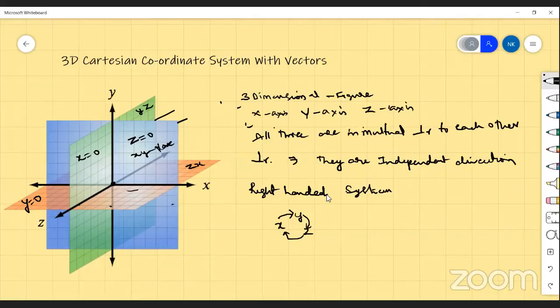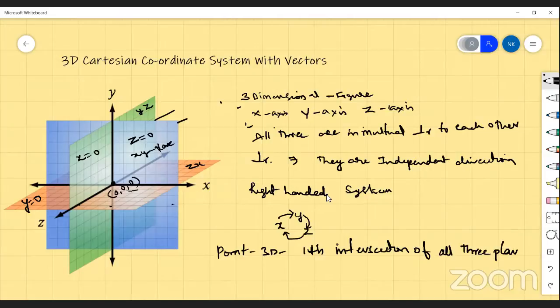Now, if you consider this point, this is the point of intersection of the planes: x is equal to 0, y is equal to 0, z is equal to 0. That's why the point becomes (0, 0, 0). So what is a point in three-dimensional space or three-dimensional coordinates? It is the intersection of all three planes. Wherever you consider, that will be the point.